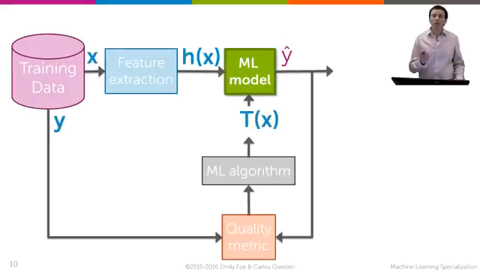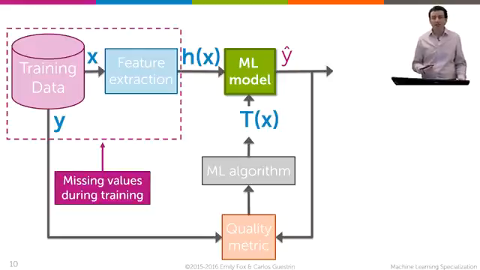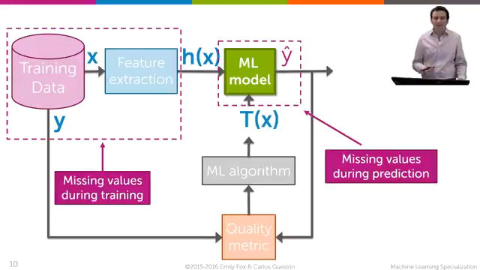So we're at a learning problem where you have some training data, we extract some features, we feed them to a machine learning model, which then uses a quality metric to learn a decision tree T of X. But we're in a setting where some of the data might be missing at training time, and some of the data might be missing at prediction time. And what we're going to do is modify the decision tree model a little bit, to be able to deal with this kind of missing data. Let's see how.